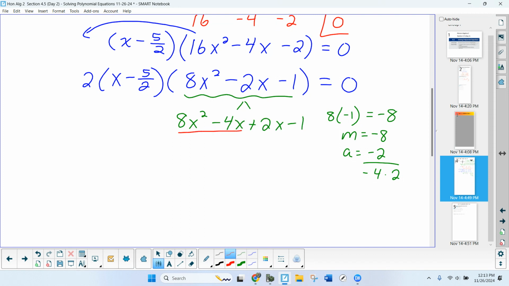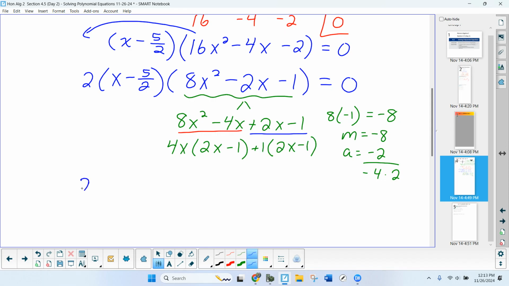What can we pull out of here? 4x. What's left? 2x. What do you guys want to pull out of here? Why minus? Oh, no, it's not. Oh, okay. What do you want to pull out of here? 1. A positive 1. You have to pull something out. You have x minus 1.